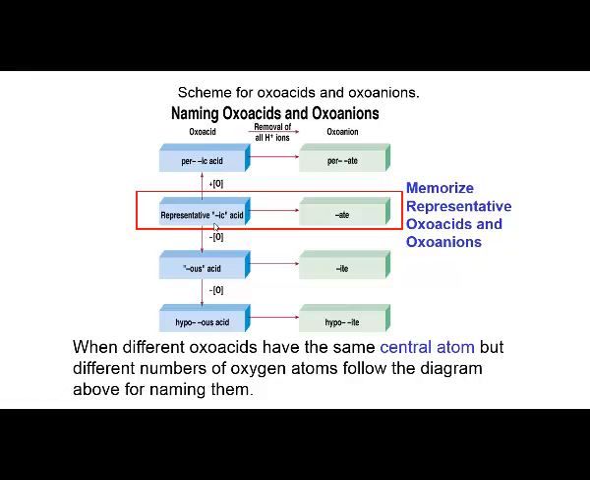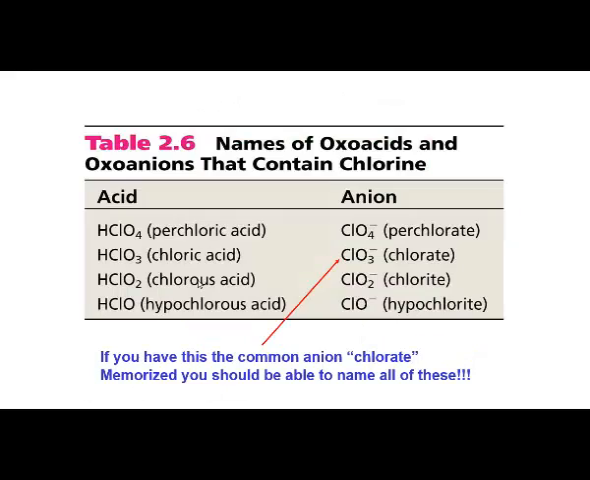I can also have acids with a variable number of oxygens and use my prefixes of per or hypo, or the ending, if I had an ite oxoanion, would go to an ous for the acid. So for example, if I had chlorite, I would have chlorous acid to tell the difference with respect to the number of oxygens in the formula. Okay, let's look at a couple of these. Let's look at the chlorate formula.